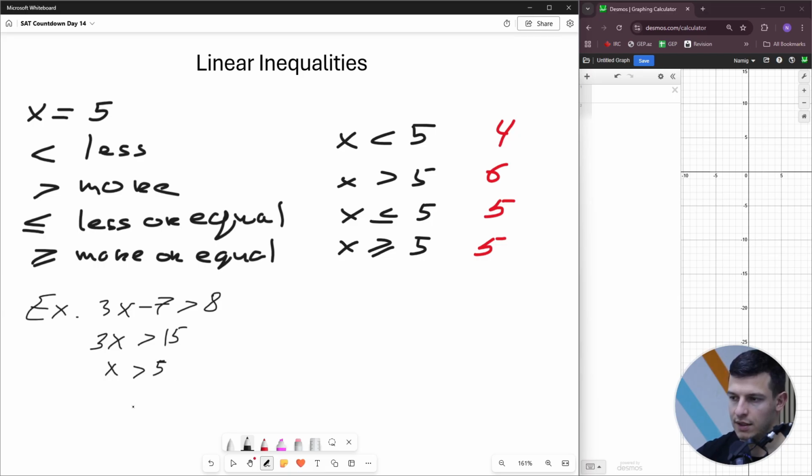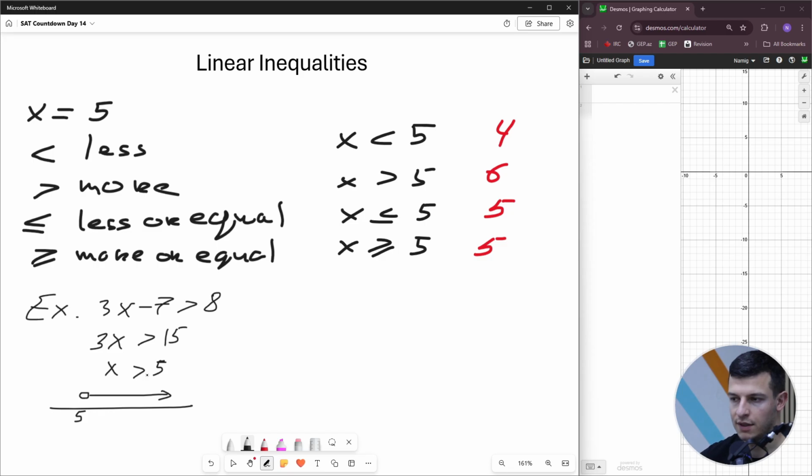So on a number line, I like to represent it this way because to me it makes more sense. So 5 is our starting point. In fact, I'm going to draw it like that. So this is 5, and our answer is 5 and above. Now, why did I put a circle here?